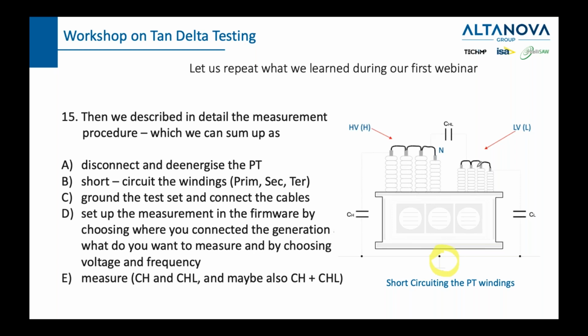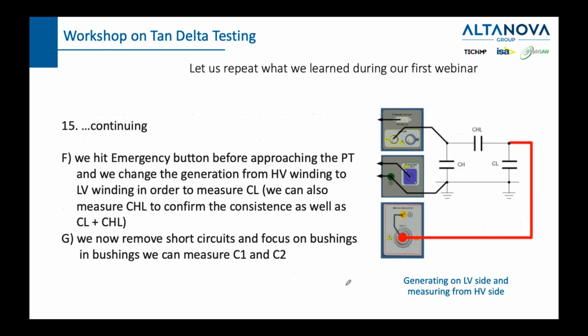And after that, we do the measurement of CH. For example, if we connect to the high voltage winding, we can measure CH and CHL, and also maybe the sum of these two. Later you will see why I mentioned this. Then we hit the emergency button before we approach the transformer, and we shift. We don't generate on the high voltage side and measure from the low, but we now generate on the low voltage side and we measure from the high voltage side.